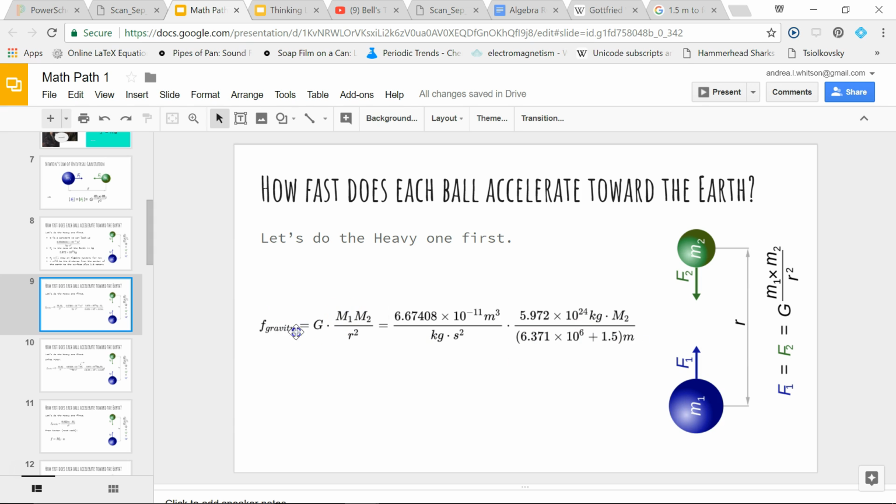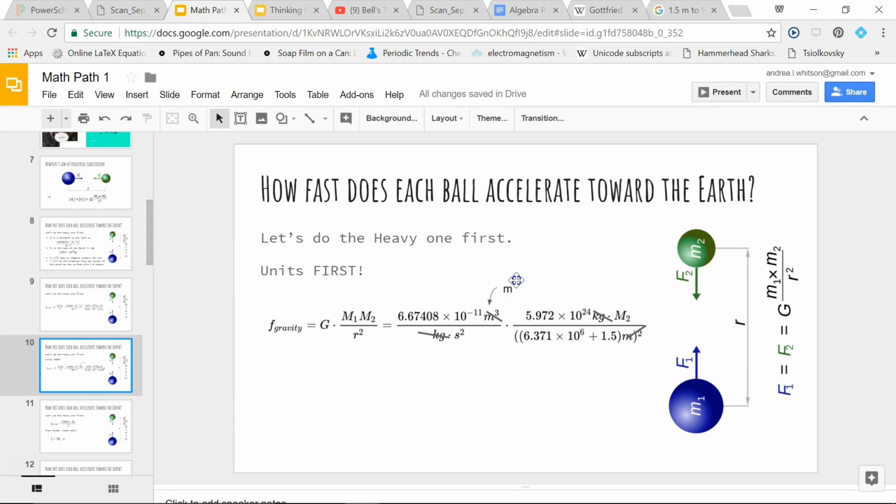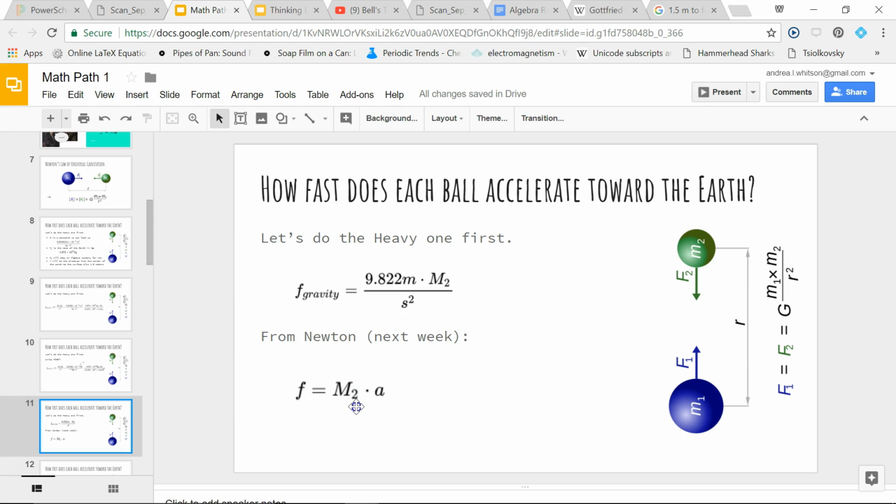So we have the force due to gravity is big G, m1, m2, divided by r squared. We plug all that stuff in. Here's this, 1.5 meters added. This is the radius of the Earth. Okay, we'll do the units first. The m3 goes away because I have an m2 here. So I'm just left with an m up here for meters. The kilograms, I have one at the top, one on the bottom, so the kilograms go away. And what I'm left with is the force due to gravity is 9.822 meters times m2 divided by seconds squared.